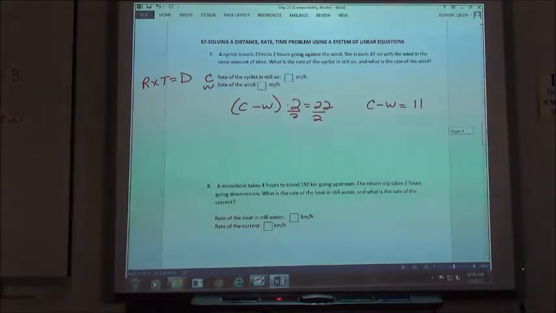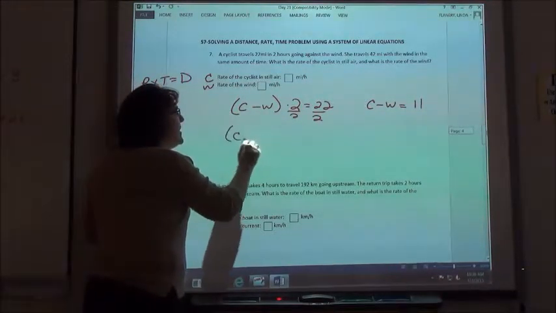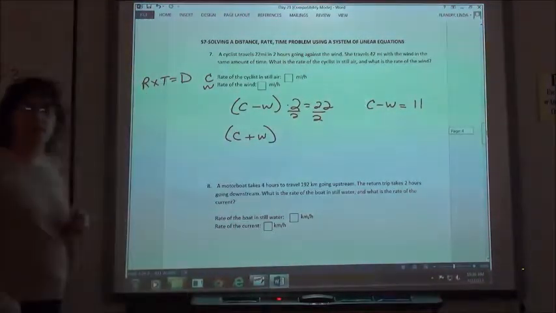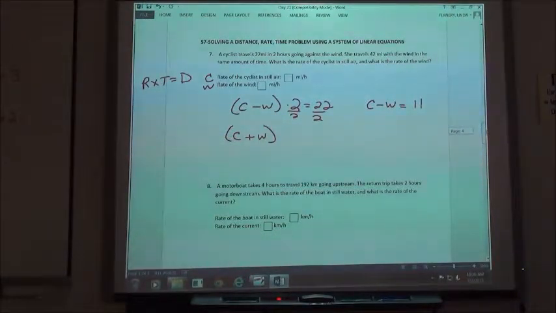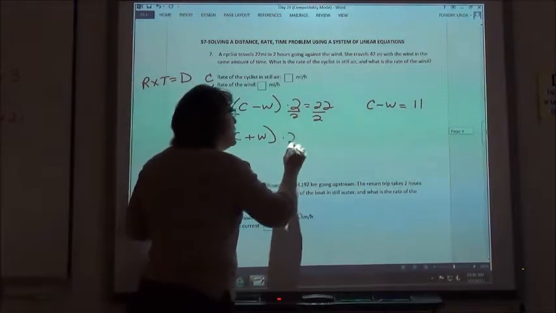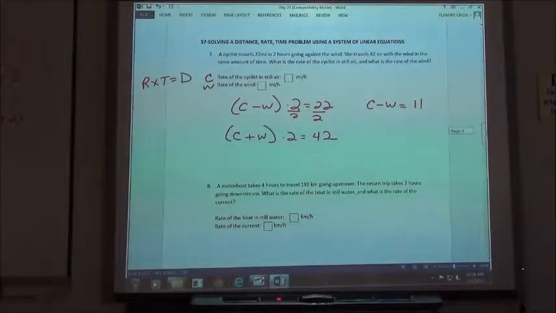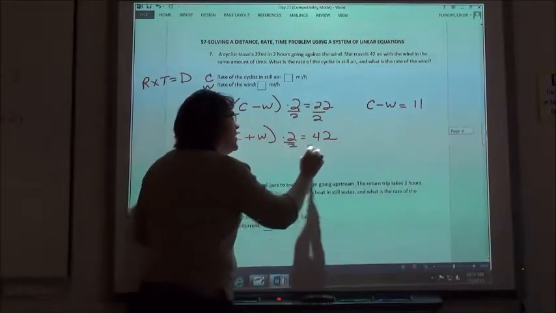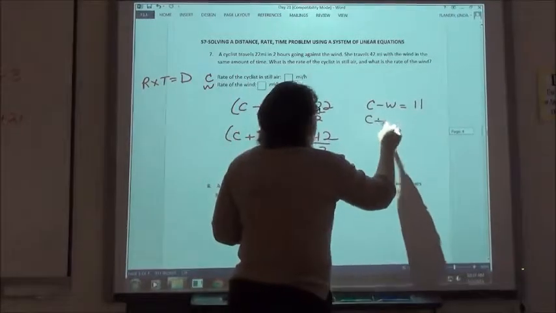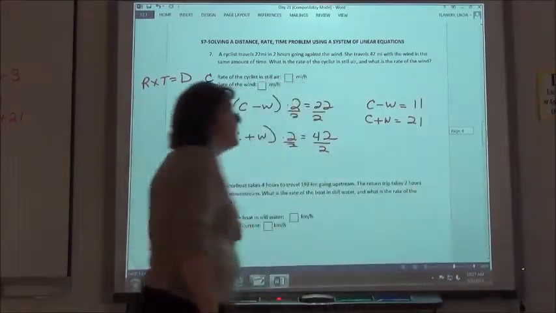Then they're going to do their second equation. She travels 42 miles with the wind in the same amount of time. If I'm going with the wind, it's pushing against my back and, in theory, makes me go faster. So my overall rate is going to be C plus W, because the wind speeds me up. Same amount of time, 2 hours, but this time I went 42 miles altogether. Again, they divide by the 2 right away, so C plus W equals 21.